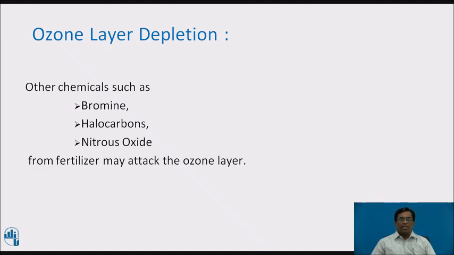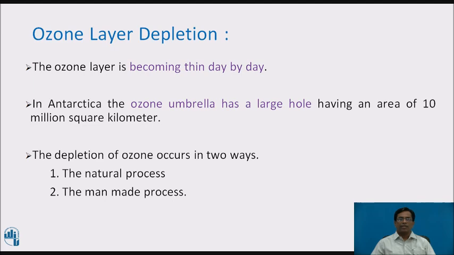Other chemicals such as bromine, halocarbons, and nitrous oxide from fertilizer may attack the ozone layer. The ozone layer is becoming thin day by day. In Antarctica, the ozone umbrella has a large hole having an area of 10 million square kilometers. The depletion of ozone occurs in two ways: the first one is the natural process, and the second one is the man-made process, that is, anthropogenic activity.